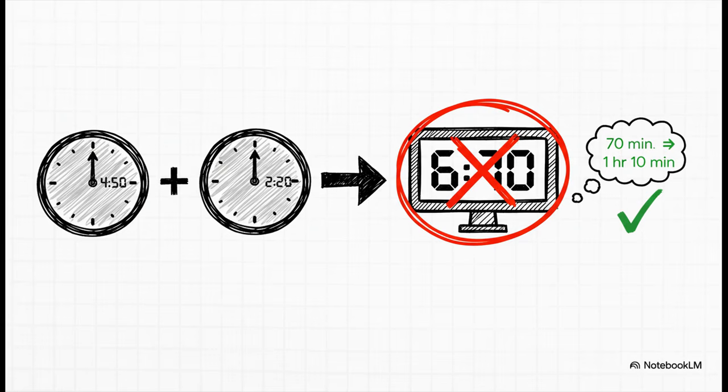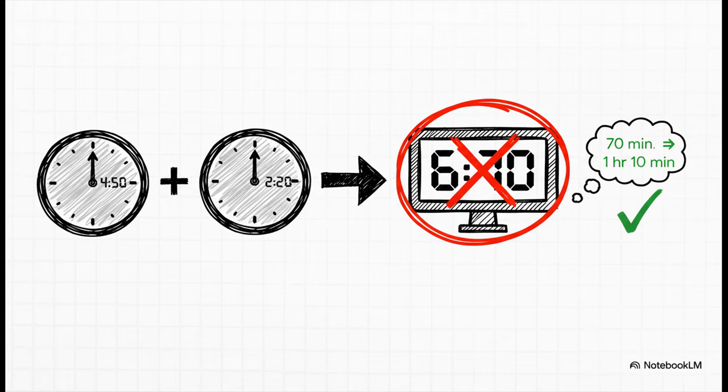Just imagine you write a program to add time. You add 4 hours, 50 minutes, and 2 hours, 20 minutes. And your program says the answer is 6 hours, 70 minutes. Is that right? Of course not. We know it should be 7 hours and 10 minutes. This is called a logical error. That's why we have to test our algorithms with different values, we call it a dry run, to catch these kinds of silly mistakes.